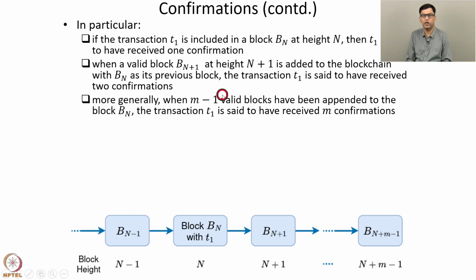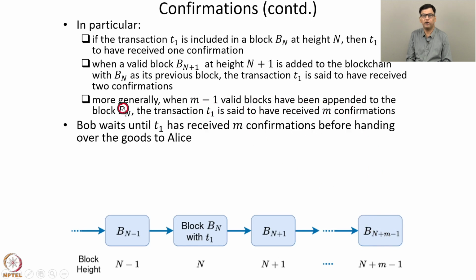More generally, when m-1 valid blocks have been appended to the block Bn, which contains the transaction T1, then the transaction T1 is said to have received M confirmations. Bob waits until T1 has received M confirmations before handing over the goods to Alice. A typical value of M is 6. So Bob waits until the transaction receives 6 confirmations before handing over the goods to Alice.